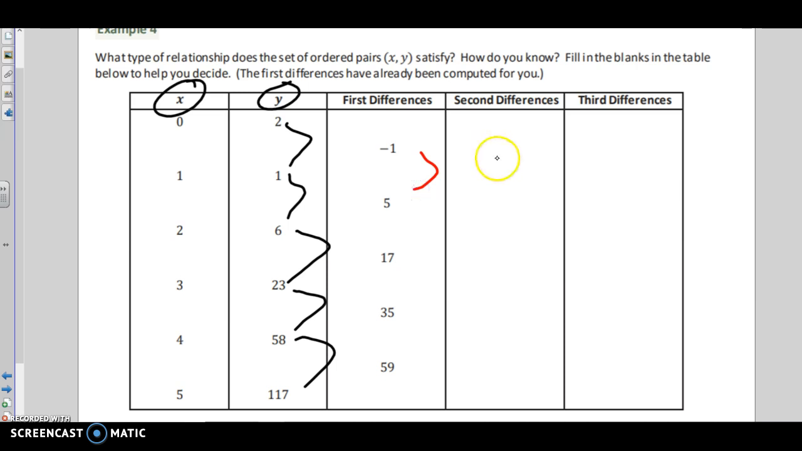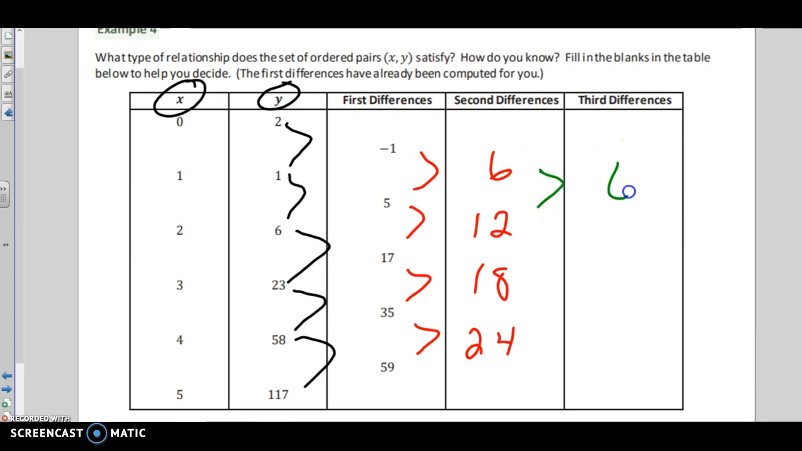5 minus negative 1 is 6. 17 minus 5 is 12. 35 minus 17 is 18. 59 minus 35 is 24. So I do not have a constant second difference, which hopefully means that my constant third difference exists. When I do the subtraction, I have a constant third difference of 6.